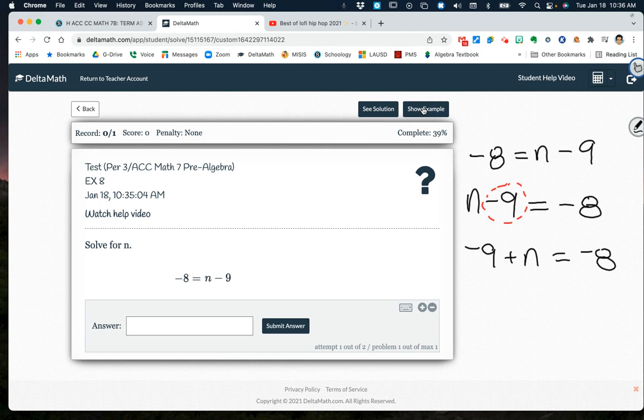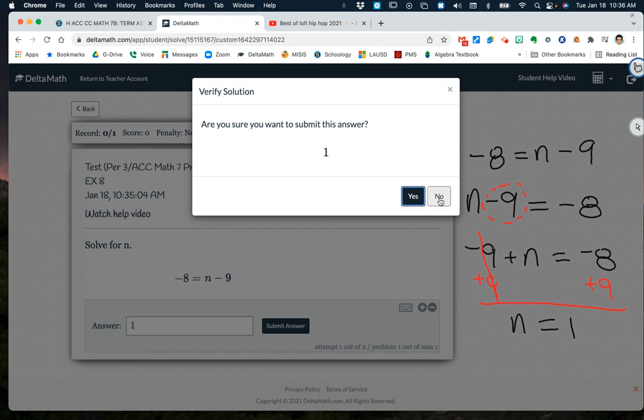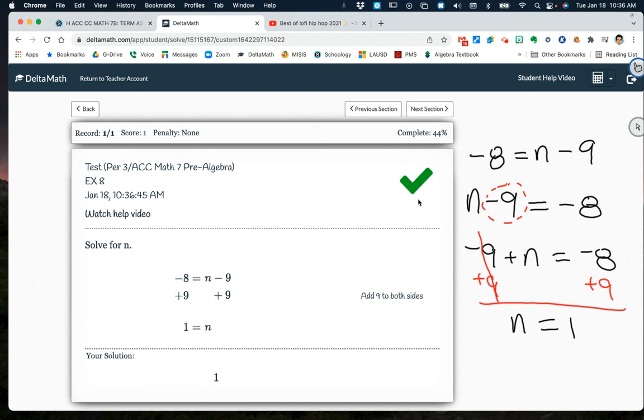Now here it's telling me put a positive or plus 9. So negative 8 and 9 is 1. Okay, so I'll let you finish this. But basically today we're solving addition equations.